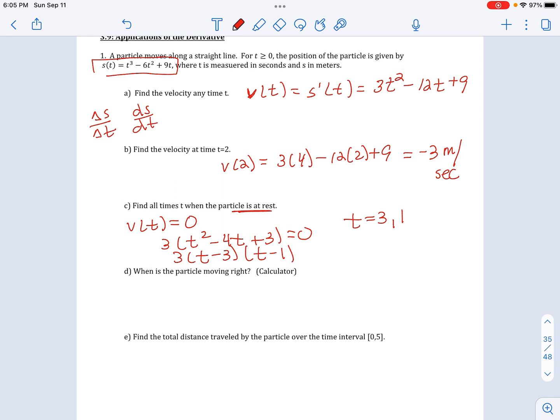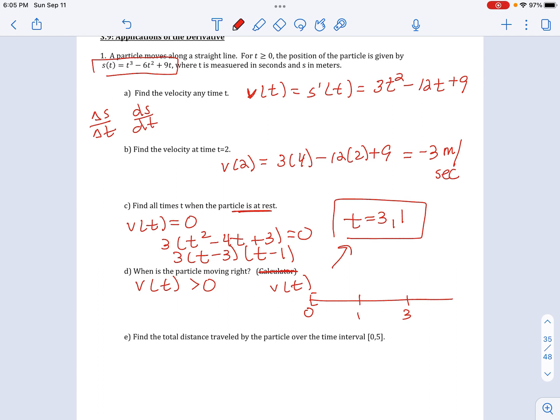The next question is asking, when is the particle moving to the right? In this case, we are looking for when is the velocity positive. For this particular problem, we're not going to actually use a calculator. We're going to go back to something from pre-calc. We're going to do a number line, key numbers. And anytime we talk about motion, we assume that time is greater than 0. So I want to know the sign of the velocity function from 0, and it could possibly be changing directions at 3 and 1. So I'm going to split up that velocity function from 1 to 3.